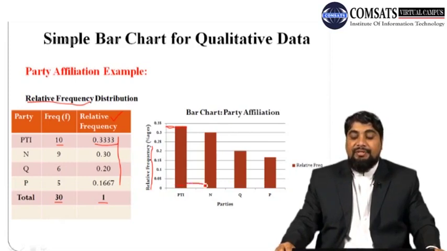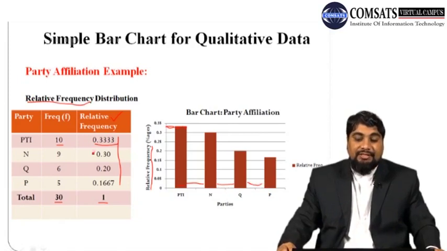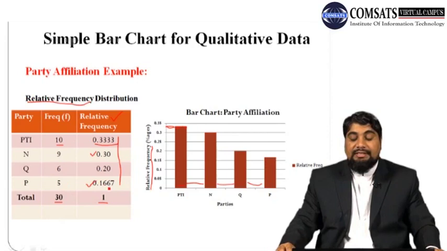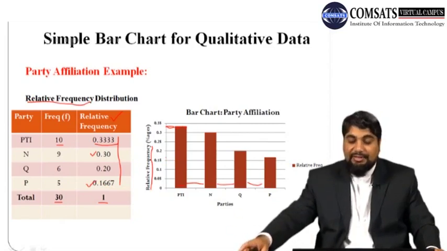So the gap between the first two bars must be the same as the gap between the next two bars and so on. Similarly the next number is 0.3 for PMLN, so its height will go up to 0.3. Similarly PMLQ is 0.2 and PPP is 0.1667, so that is slightly above 0.15. So this is how to construct a simple bar chart from the relative frequency distribution.